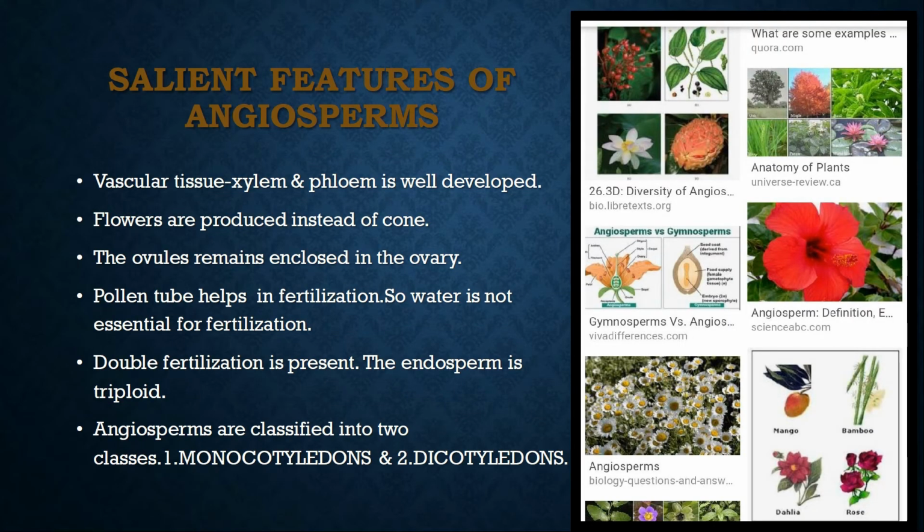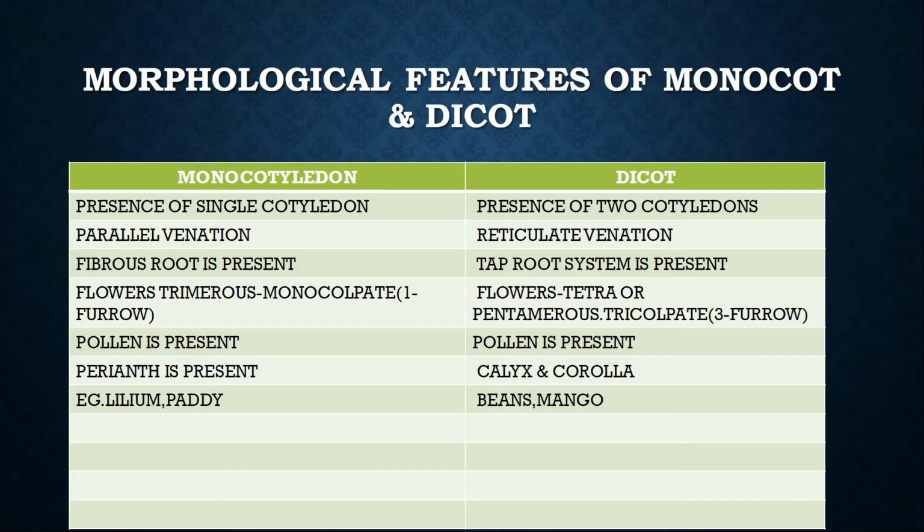The salient features of angiosperms: vascular tissues, xylem and phloem, are very well developed. Flowers are produced instead of cones. Ovules remain enclosed in the ovary. The pollen tube helps in fertilization, so water is not essential for fertilization. Double fertilization is present and endosperm is triploid. Angiosperms are classified into class monocotyledons and class dicotyledons.